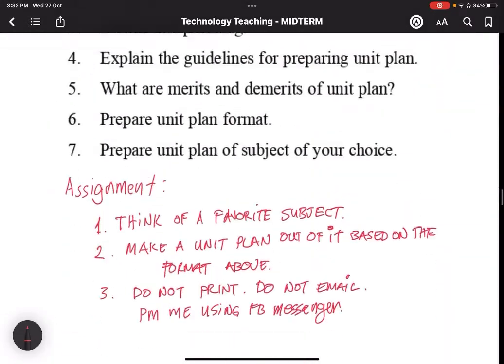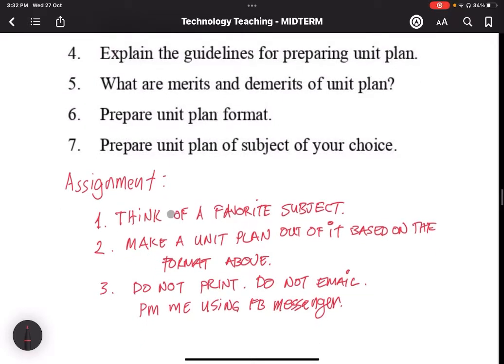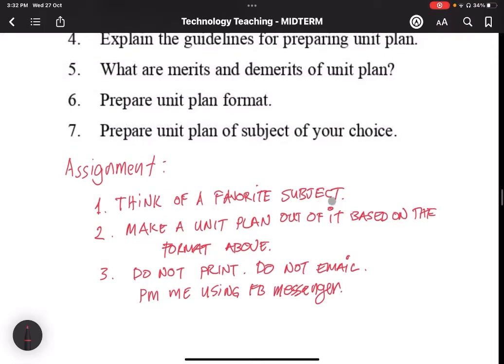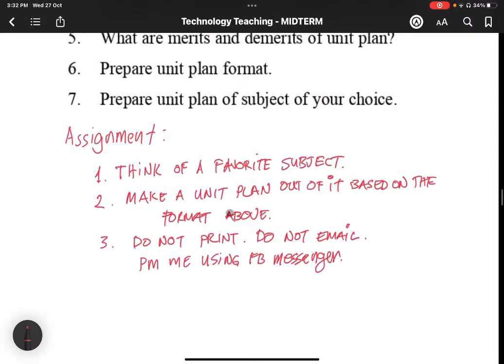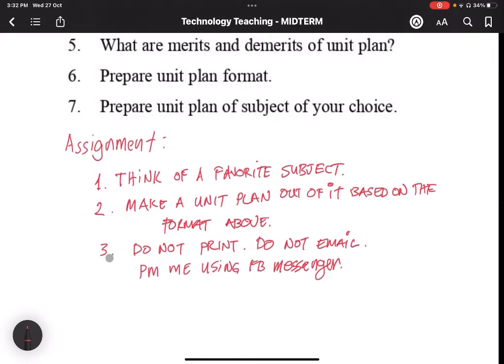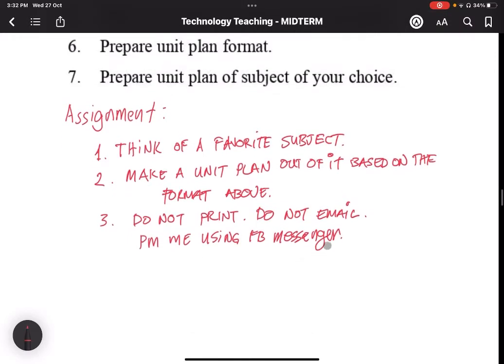And then as part of your assignment, wala tayong quiz this coming Sunday, but you have to submit this assignment. Number one, think of a favorite subject. And then out of the subject, make a unit plan, okay, using the format above. And then last, do not print, do not email. PM me your work or your finished outline using FB Messenger.